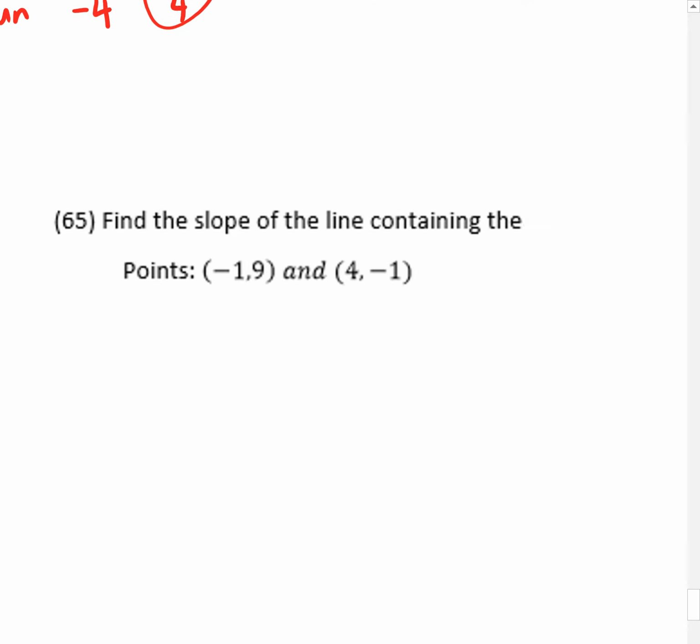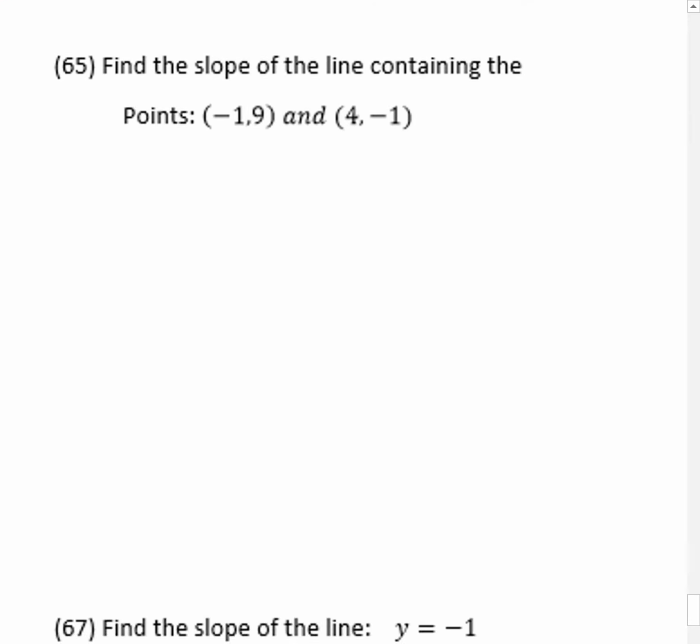Alright, I think we got it. So now, number 65, we're going to do kind of like we did in the previous problem. Just, we're not going to have a nice graph to count how far do we go up, how far do we go down. This time we're given 2 points on a line, and we just have to use our slope formula. If you remember, slope is y2 minus y1 over x2 minus x1.